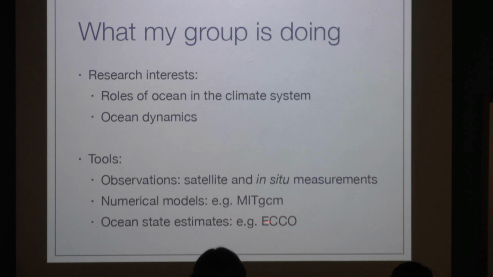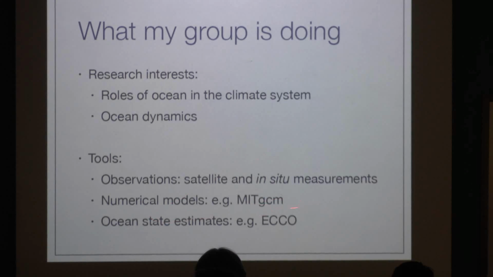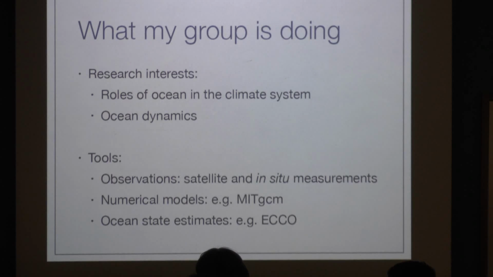Particularly, I use the MITgcm, which is a primitive equation general circulation model. You can use it to learn very fancy stuff. You can also use it to focus on particular processes. So I mainly use this to focus on particular processes like the redistribution of tidal energy over topography.